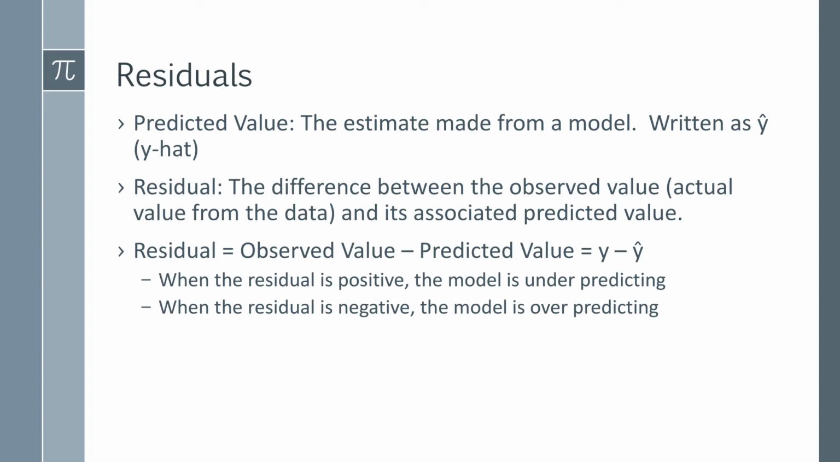We're also going to be working with elements called residuals. The residual is the difference between the observed value and the predicted value. So your residual equals your observed value minus your predicted value, or y minus y hat. When your residual is positive, your model is under-predicting at that point. When your residual is negative, the model is over-predicting at that point.